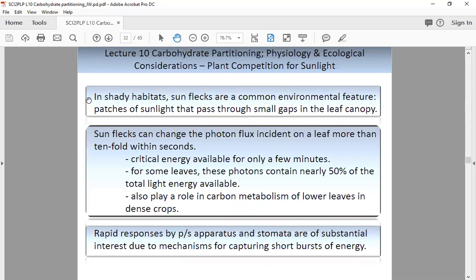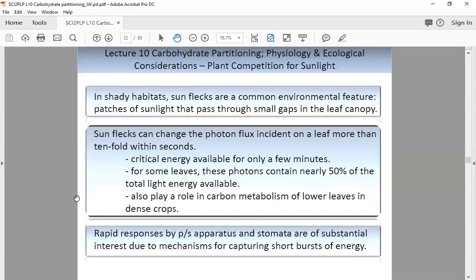This is a critical source of energy that's only available for a few minutes maybe, and even then in a very high dose. So for some leaves, particularly those lower shaded leaves, these photons contain approximately 50% of the total light energy available during the day. And these leaves actually have special mechanisms to take advantage of the energy from sunflecks when they occur.